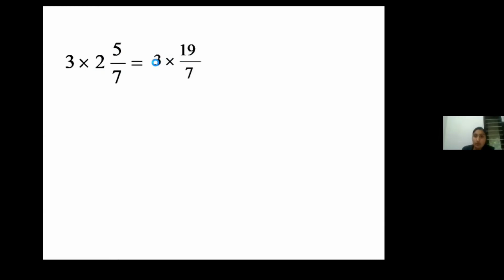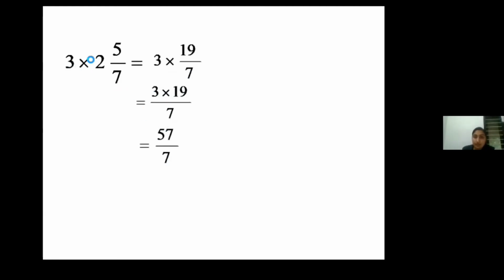So you have to multiply the whole number with the numerator of the fraction. That is 3 into 19 by 7. Rewrite the denominator. So 3 into 19 by 7. So 3 into 19 is 57. So the answer is 57 by 7.